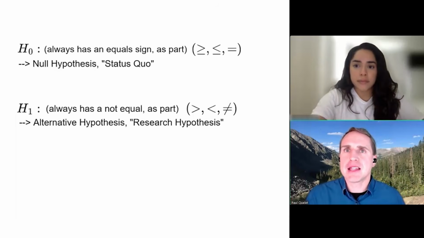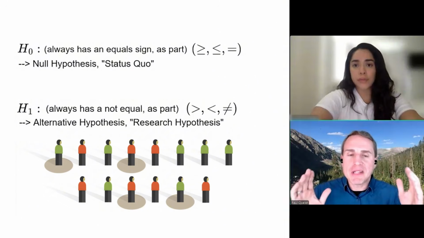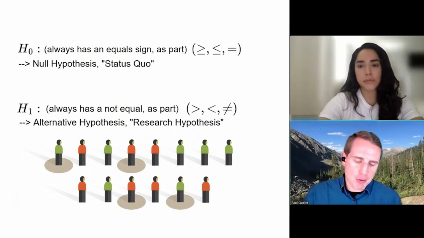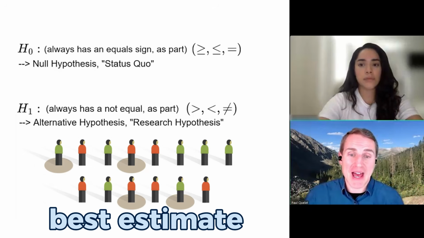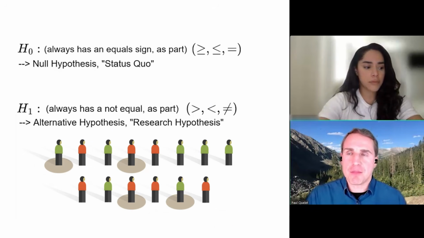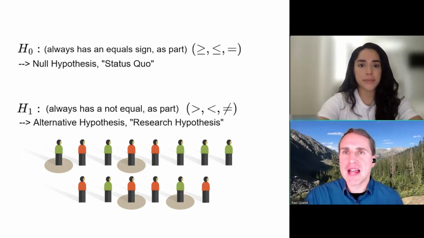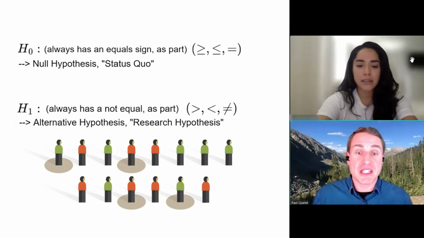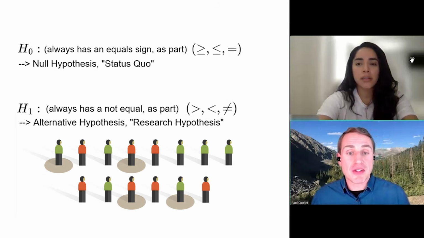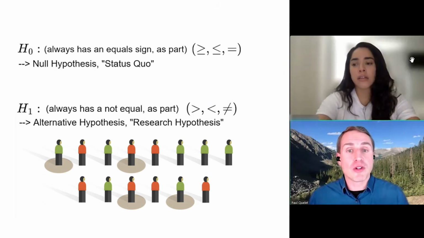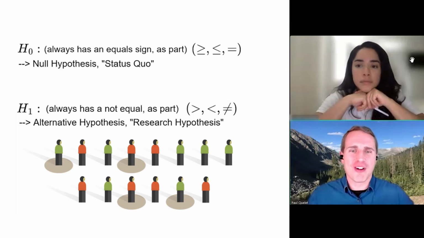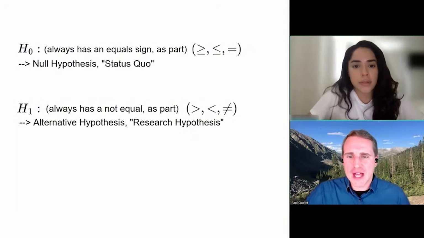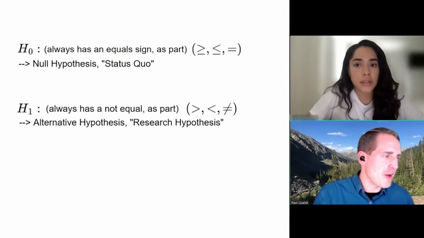But the idea is that we typically take a sample, and the sample is the best estimate we have of what's going on based upon the data we've collected. The sample will tell us if the numbers we've collected seem to suggest that the null hypothesis should be rejected. In other words, status quo is no longer being upheld. So that's how we think about the null and the alternative hypothesis.